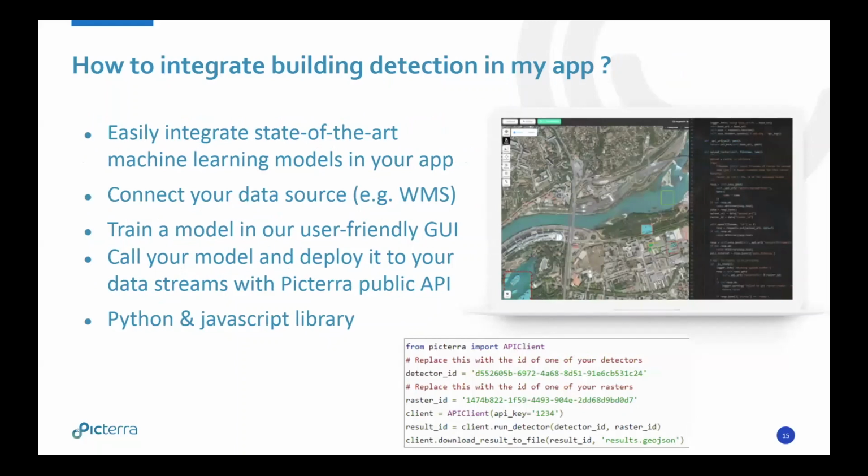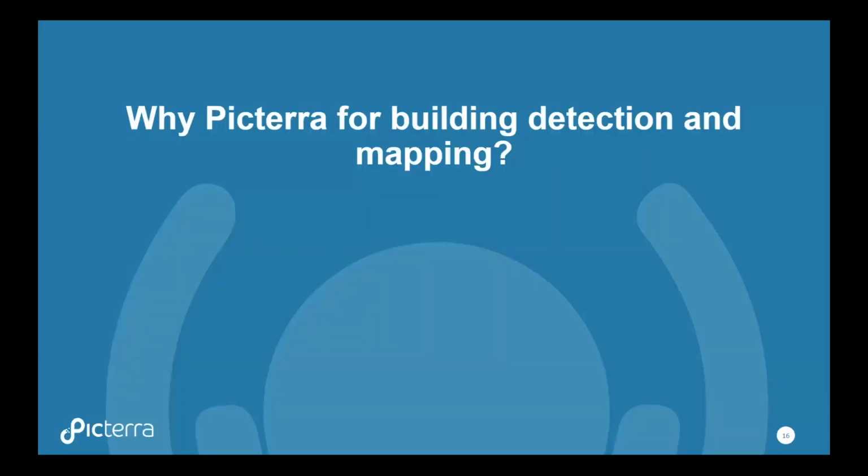Finally, the idea is that you may also want to do something more repetitive, something programmatic, in order to do some monitoring or repeated tasks. There is the public API that you can use. So you can connect your data source, you can train your model on the app, and once you have it trained, simply call it through the API and deploy it to your data. And we have, of course, a Python library on top of that, and a JavaScript library that should come soon.